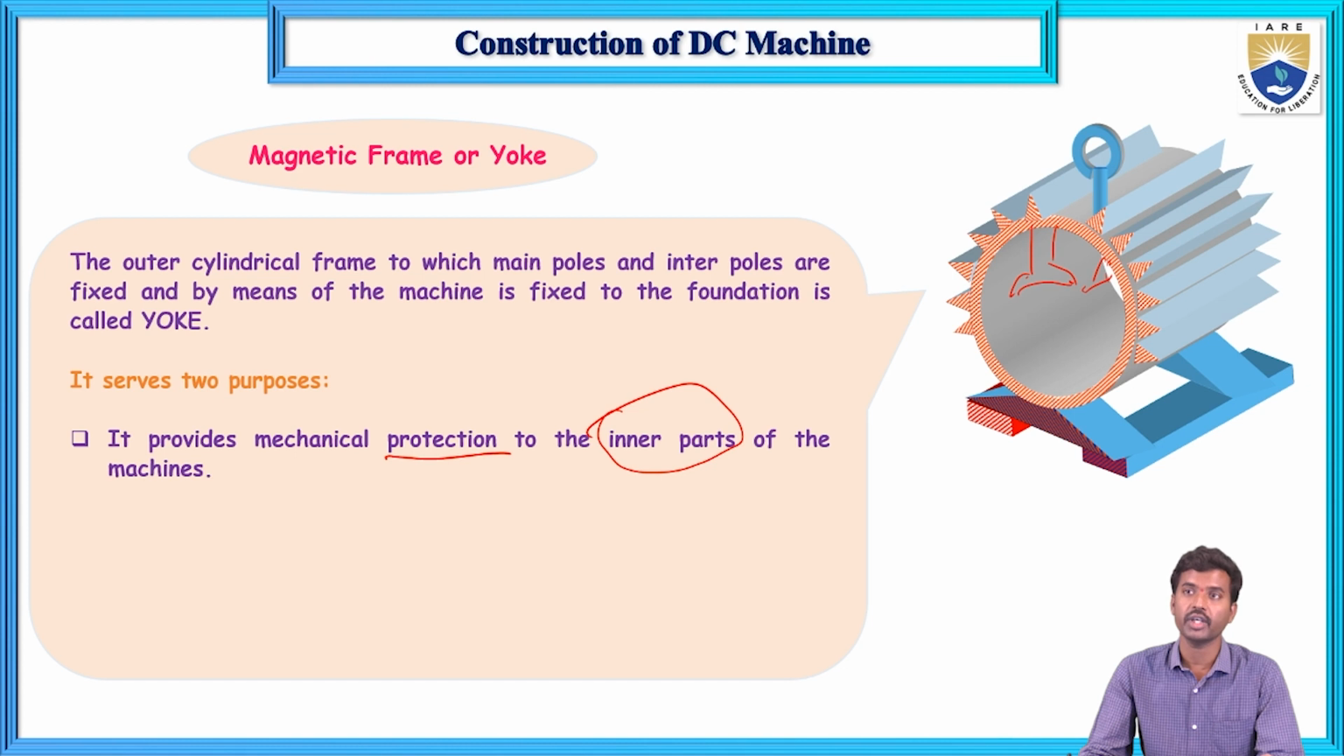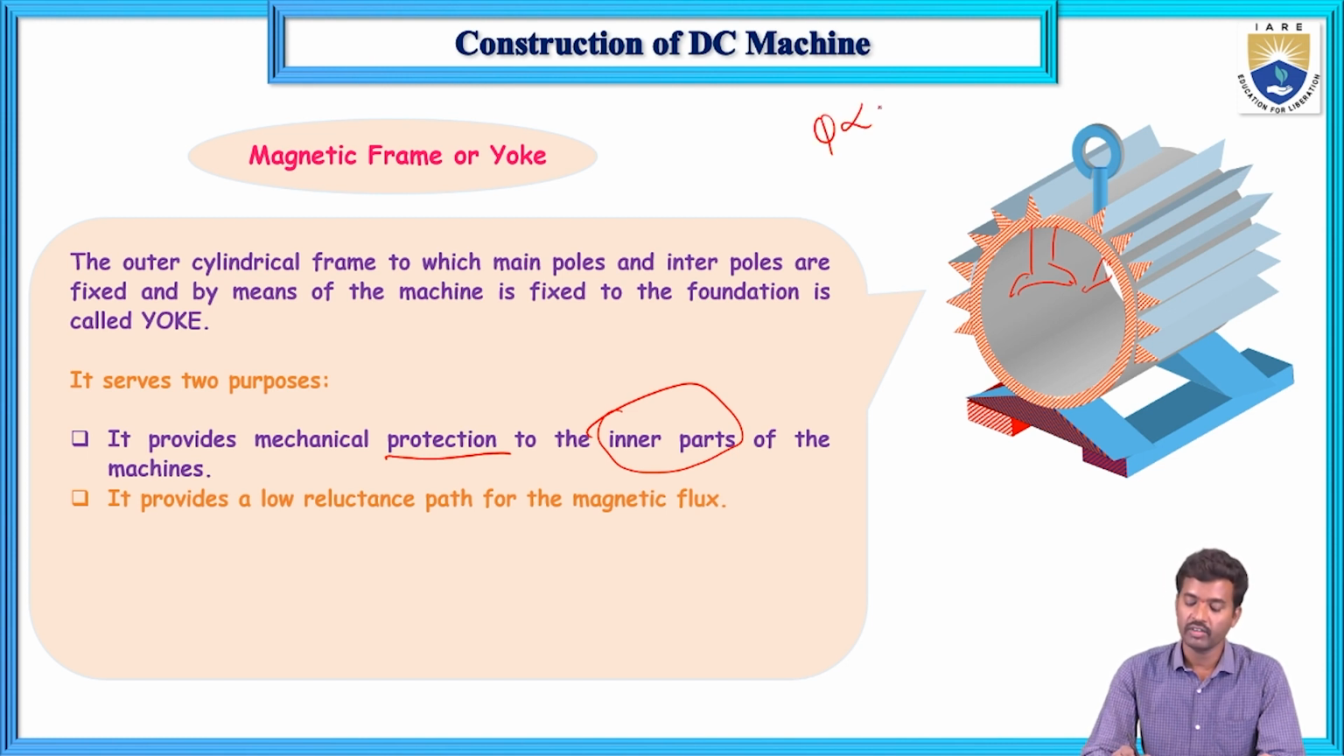It acts as a protective cover for the entire machine. Next, it provides the low reluctance path for the magnetic flux. What do you mean by low reluctance path? Flux is always inversely proportional to the reluctance. If it is a low reluctance path, there may be a maximum amount of flux.